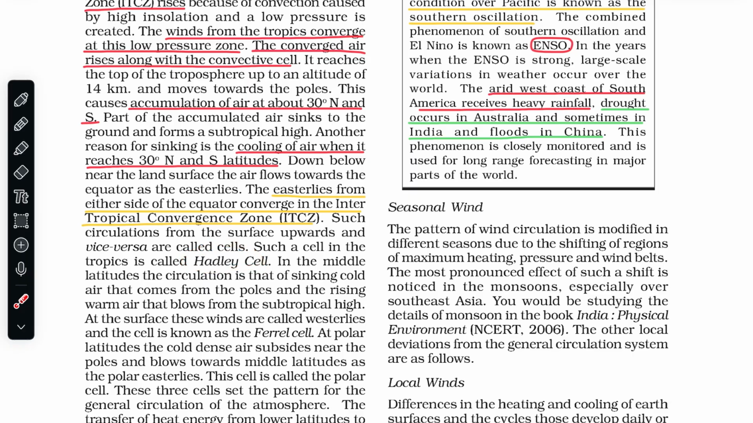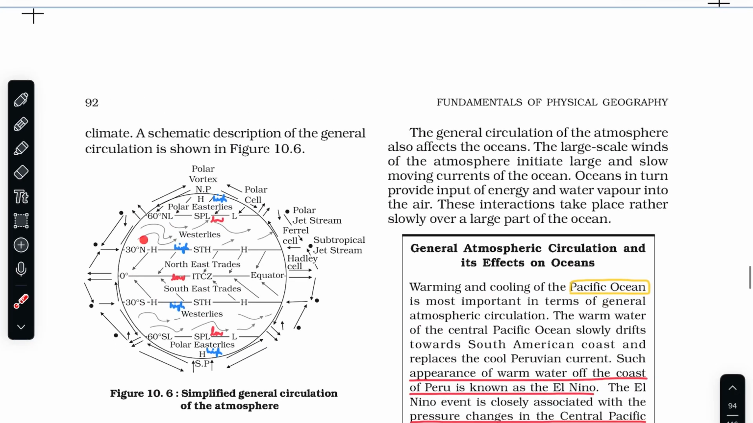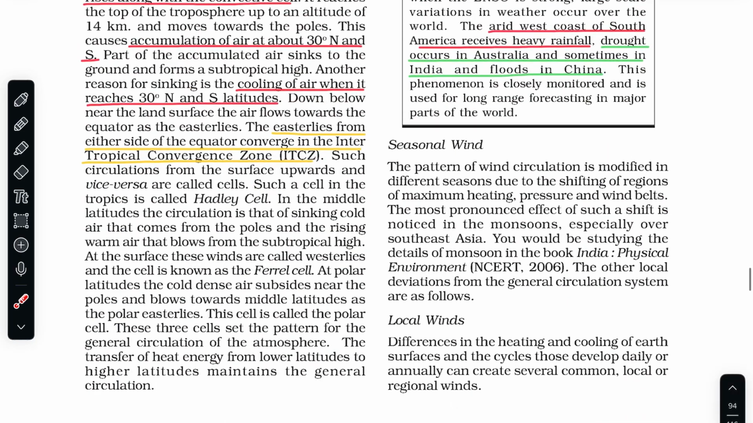In the middle latitudes, circulation is that of the sinking cold air that comes from the poles and the rising warm air that blows from the tropical high. At the surface, these winds are called westerlies and the cell is known as the Ferrel cell. So these are the westerlies and this here is the Ferrel cell. At polar latitudes, the cold dense air subsides near the poles and blows towards the middle latitudes as the polar easterlies. This cell is called the polar cell.